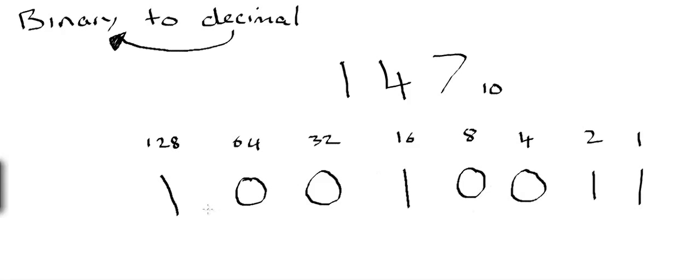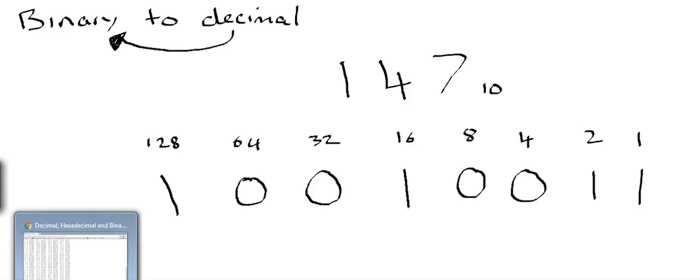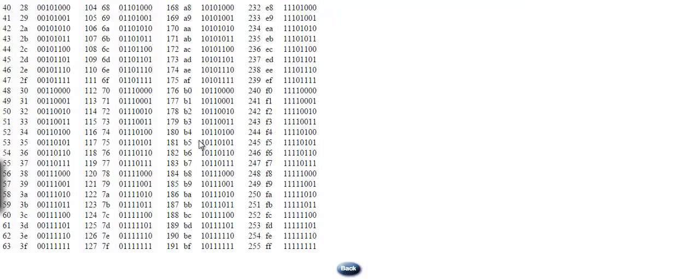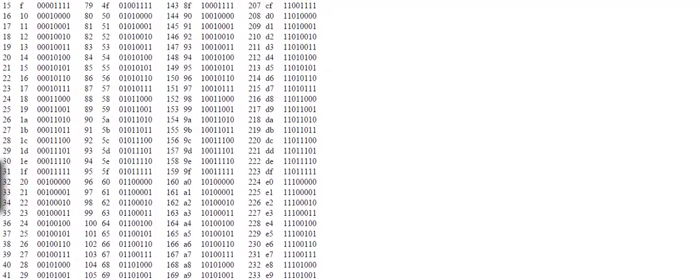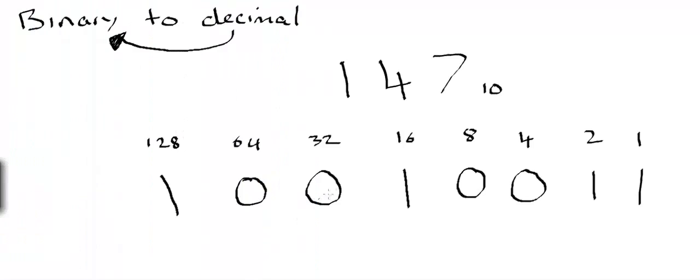Okay, now we can check that using a binary conversion table. So 147 should be 1001 0011. So if we find 147, which is a little bit higher up, 1001 0011. So you can see that we've converted that correctly, and you can check those. You just need to Google binary decimal table and you can check some that you practice doing when you're revising.